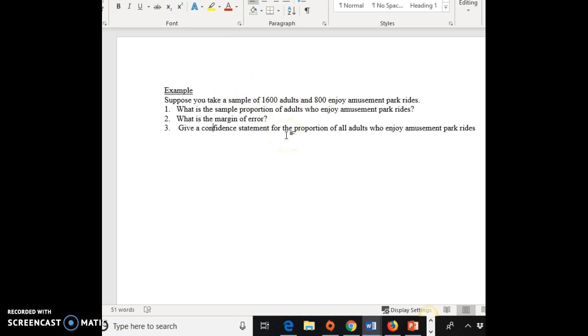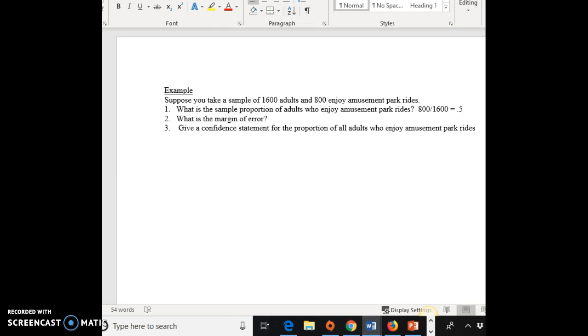What is the sample proportion of adults who enjoy amusement park rides? To find a sample proportion, we're going to take the number of people who enjoyed amusement park rides, which was 800, and divide that by the total number of people in our sample. So 800 divided by 1,600, if you put that into your calculator, you're going to get 0.5. That is our sample proportion.